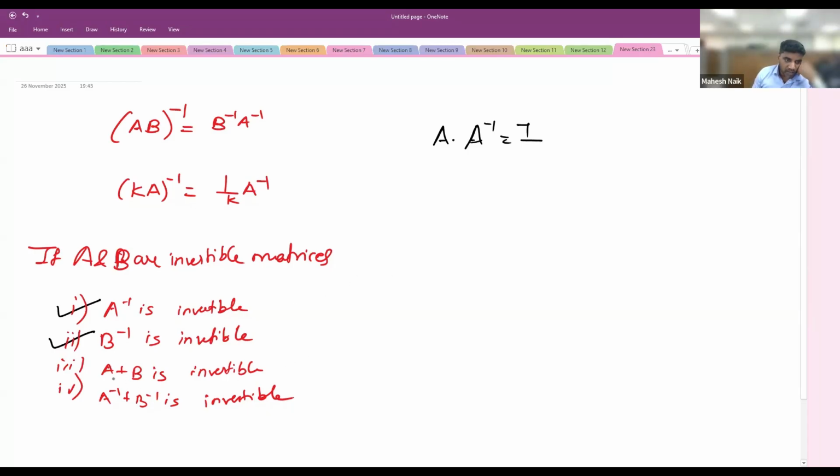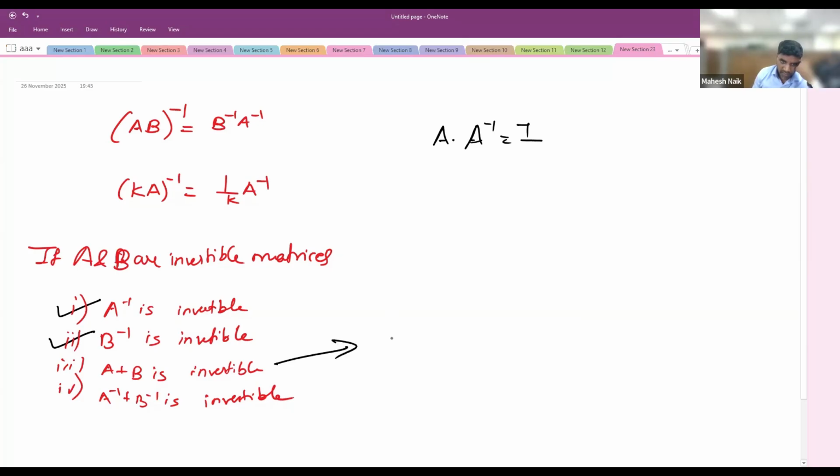Now, what can we say about A plus B? Will it be invertible? Maybe, maybe not. Okay. So we can be sure only about A inverse and B inverse. So how do we decide that A plus B is not invertible?